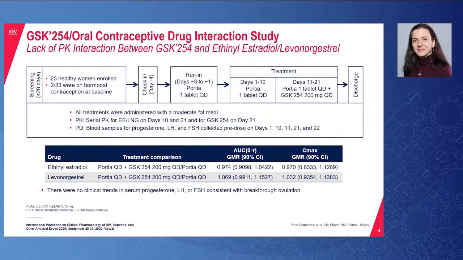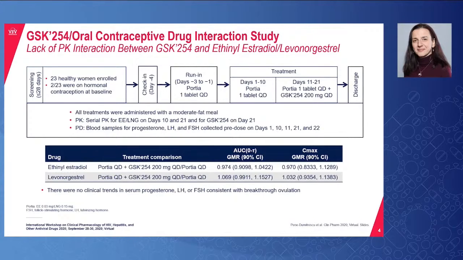In total, 23 women were enrolled, the majority of which were not on hormonal contraception prior to the start of the study. In addition to serial PK samples for ethinyl estradiol and levonorgestrel, we also collected blood samples for progesterone, LH, and FSH, which are PD biomarkers for breakthrough ovulation.